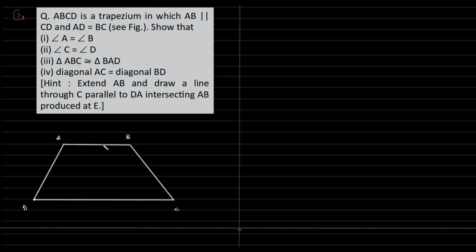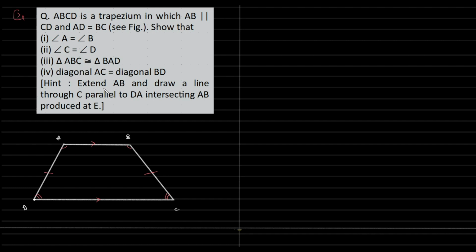ABCD is a trapezium in which AB is parallel to DC and AD is equal to BC. Show that angle A is equal to angle B, angle C is equal to angle D, right? And the remaining things, that congruency and all, we can prove that.